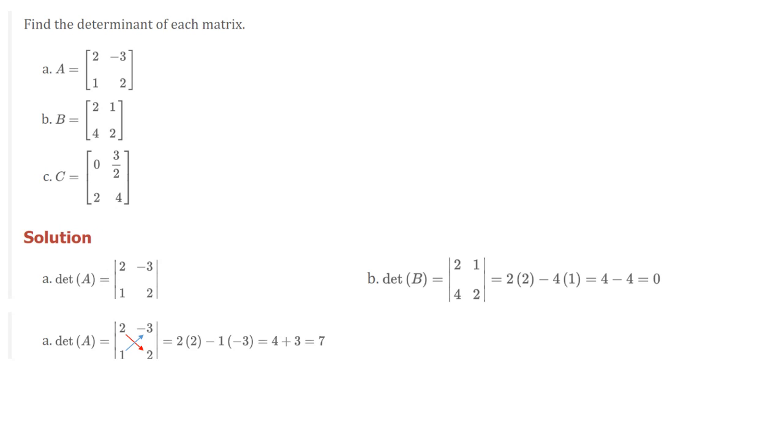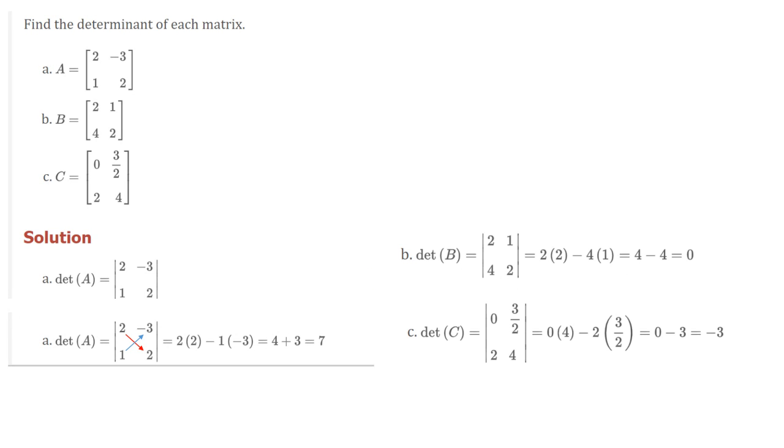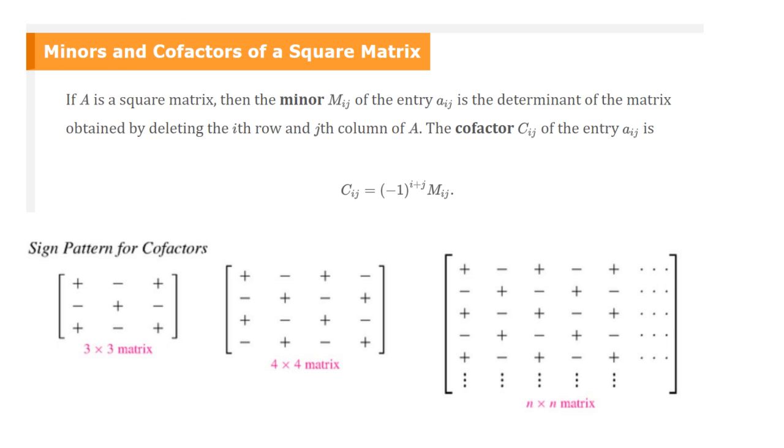For the next one, letter B, we're going to multiply 2 times 2 and 4 times 1. So we have 2 times 2 minus 4. 2 times 2 is 4, minus 4 is 0. So my determinant is 0. And then letter C, we have 0 times 4 minus 2 times 3 halves. 0 times 4 is 0, and 2 times 3 halves is 3. So we end up with 0 minus 3 equals negative 3. Okay, so that's for 2 by 2s.